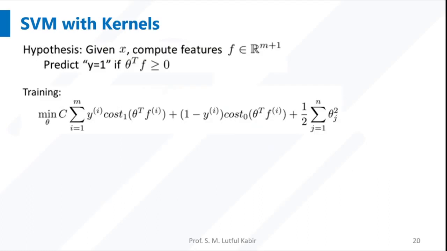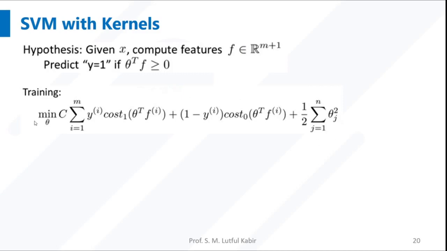So how to actually find out the theta? The concept is similar to the previous discussion as we discussed for logistic regression. The hypothesis is: given x, compute the feature f. For one particular example, we have to calculate a particular f. x is a vector, f is a vector, but remember that x has only n number of elements, or with the bias term it can be n plus 1, but f has a dimension of m plus 1 because there is an additional bias term and m number of features. So the total number of features is m plus 1.